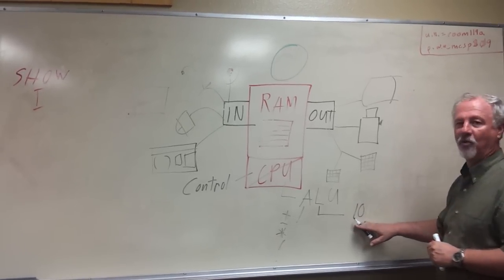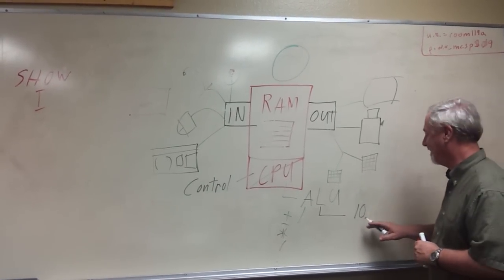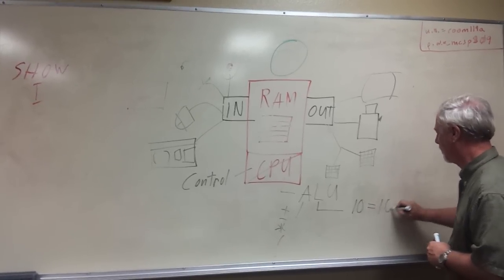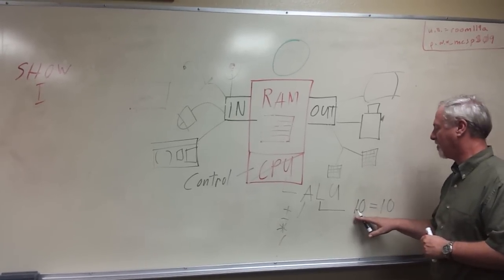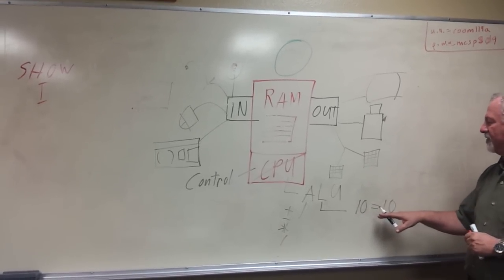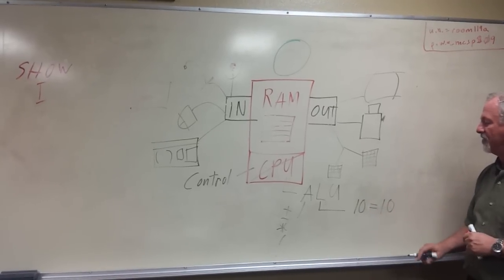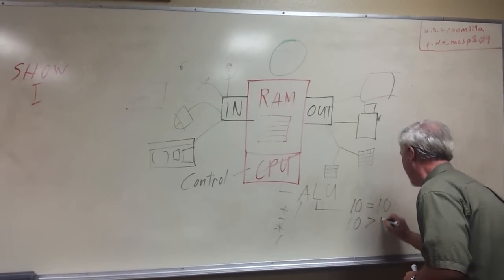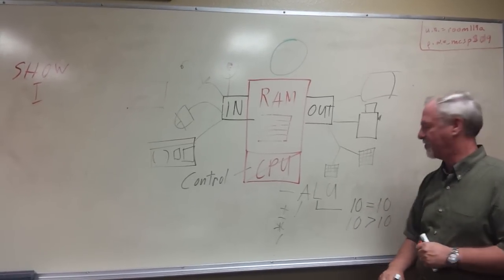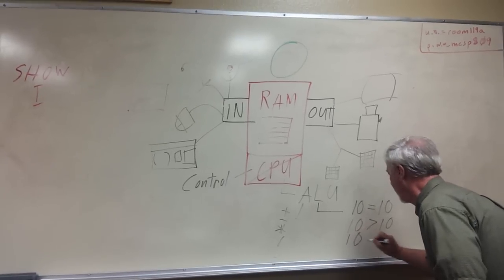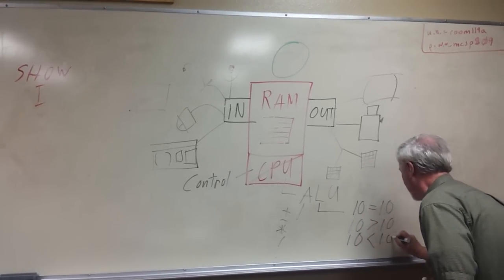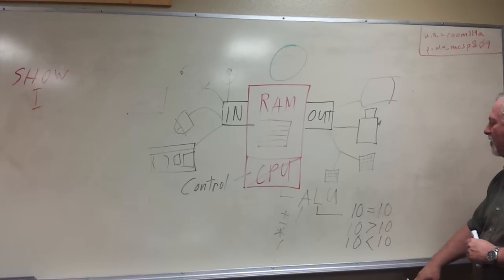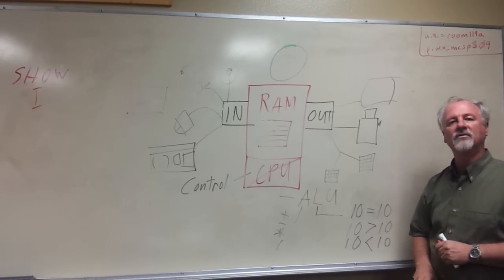This is 10 or 2, whichever you want to look at, decimal or binary. Say, does this number equal this number? And it returns an example of yes or no. Is this number greater than this number? Yes, no. Is this number less than this number? This would return a value of yes. This would return a value of no. This would return a value of no.